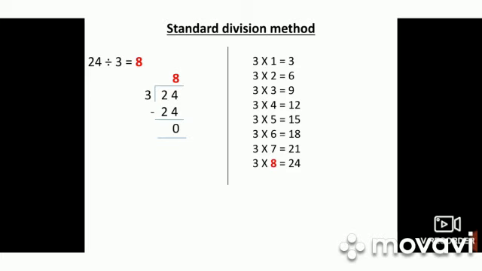So write it above the L. So 8 is the quotient. So when I do 3 eights are 24, write the 24 below the dividend. Subtract it because it is a repeated subtraction. So 24 minus 24 you are getting 0. This is the way you have to follow for the standard division method. This will be useful for your higher classes.